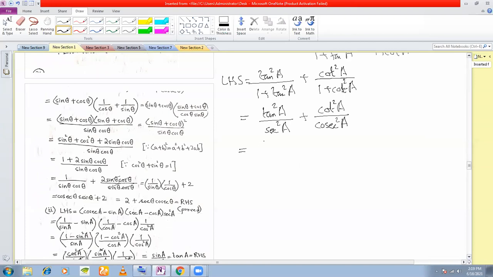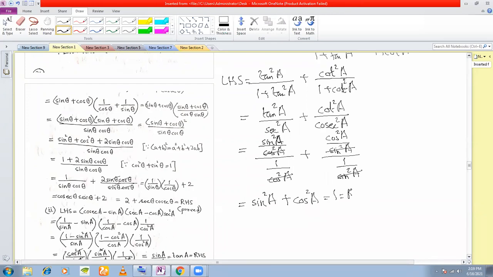Now here you can change tan to sin and cos, sin square A divided by cos square A, and you can change sec to cos, 1 by cos square A, plus you can change this to cos square A by sin square A, and you can change cosec to 1 by sin square. So cos square A will cancel, so you're only left with sin square A here, plus, and here sin square and sin square will cancel, you're only left with a cos square A here, which is equal to 1, which is equal to your RHS, and that is what you had to prove. Okay, so I'll stop here.